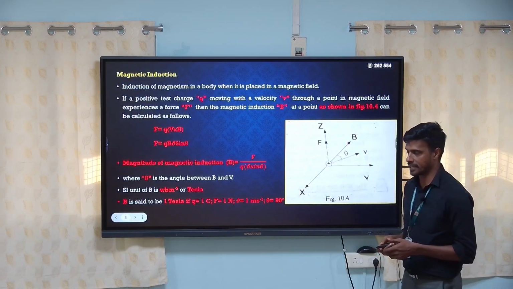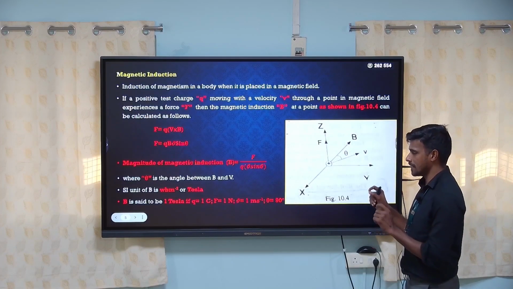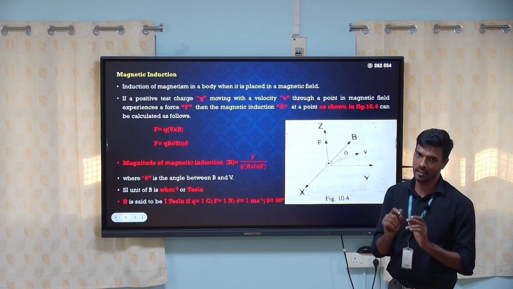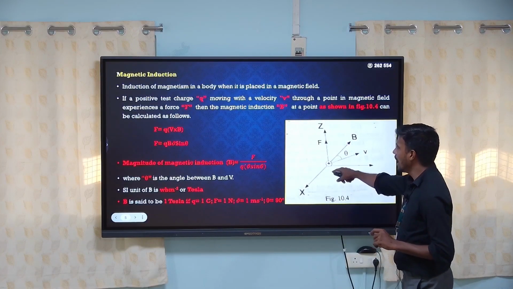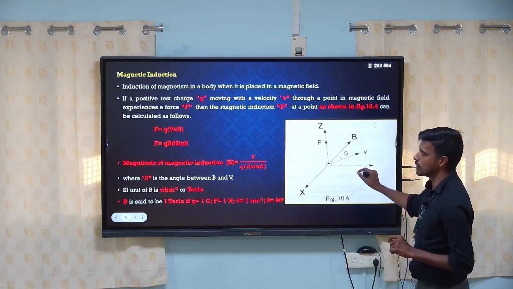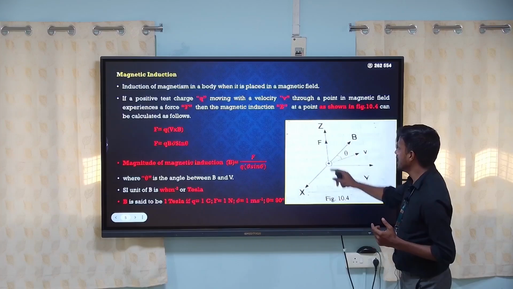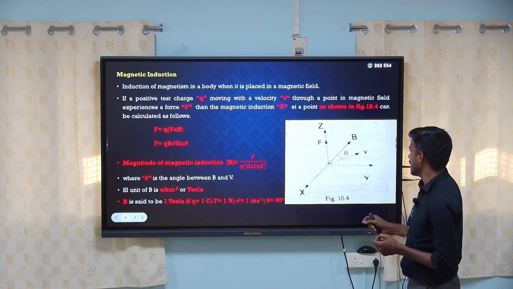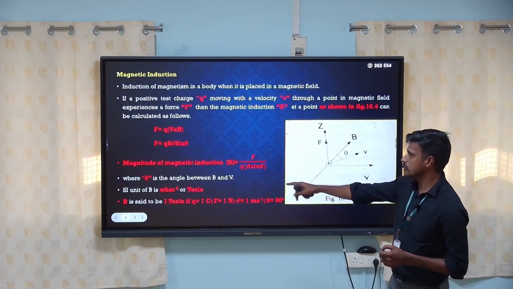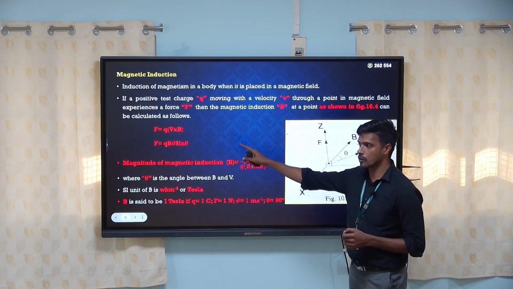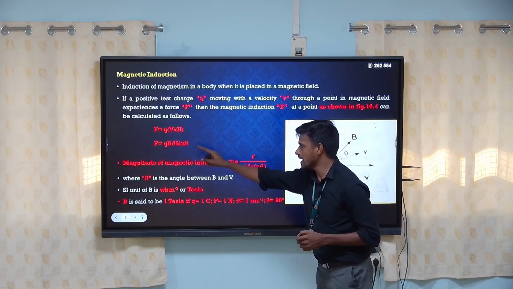So what is magnetic induction? Magnetic induction is the induction of magnetism in a body when it is placed in a magnetic field. You can see this: if a positive charge Q moves at a velocity v through a magnetic field, it experiences a force in the direction of F. Then the magnetic induction B at the point, as shown in this figure, can be calculated using the formula F = Q v × B, which is nothing but F = Q v B sin theta.